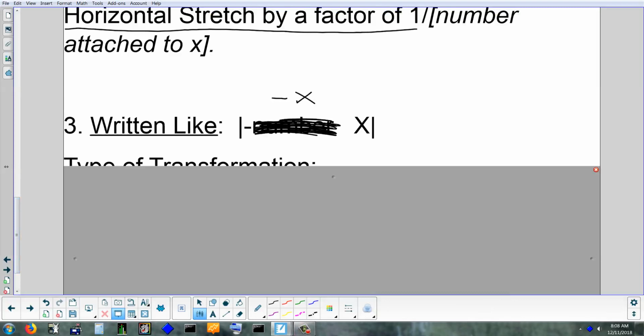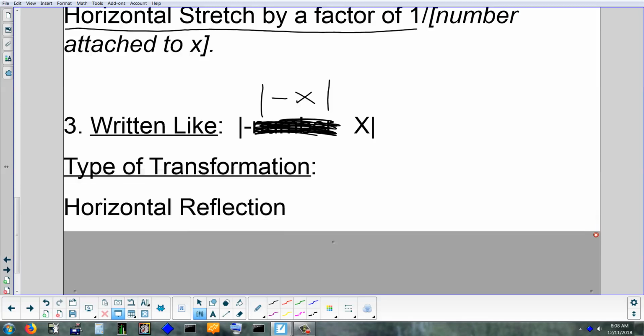So negative x is like both values. Yep, so negative x, inside the bars, because it's inside, it means it's horizontal. And when you put a negative, it's a reflection. So inside the bars is always horizontal. Could be a shift, could be a stretch, could be a reflection. In this case, negative means reflection.